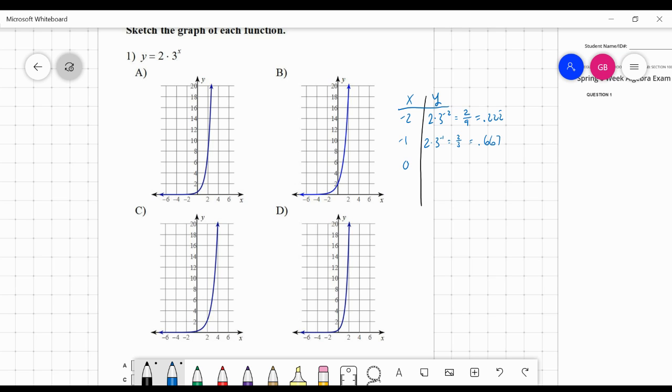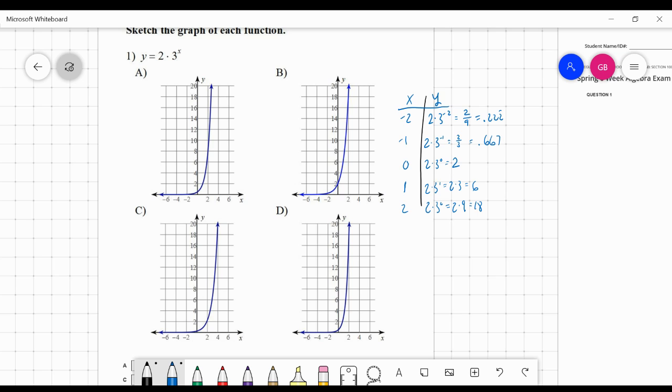If x is 0, 2 times 3 to the 0 power is just simply 2. If x is 1, 2 times 3 to the first power would be 2 times 3, which is 6. And if x is 2, 2 times 3 to the second power would be 2 times 9, which is 18.